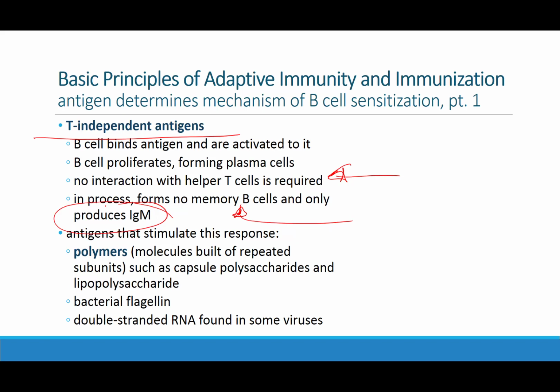The kinds of antigens that stimulate this response are generally the polymers, molecules that are built of repeated subunits. So things like the capsule polysaccharides or that lipopolysaccharide, remember endotoxin, that's found in the membranes of gram-negative bacteria. Also flagellin, which is the protein that's used to build the flagella of a bacterium, and the double-stranded RNA that's found in some viruses. So they are T-independent, and they don't produce memory or IgG antibodies.